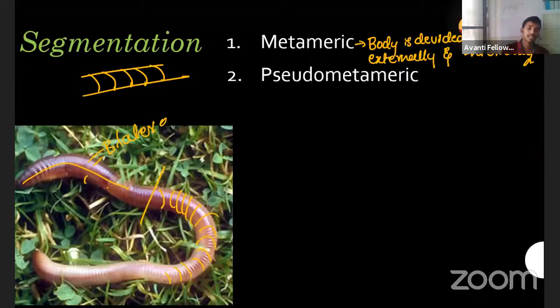Yes, metameric segmentation can be found in annelida. Sir, are fragments and segments similar? Fragments are actually separated parts; segments are attached parts. Sir, how are humans divided? You have to tell that, not me. You guys have to tell. Centipede and millipede, correct answer.